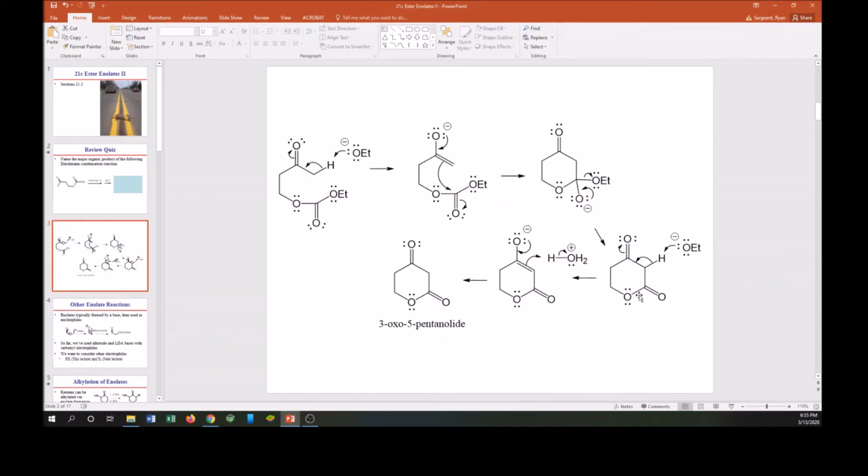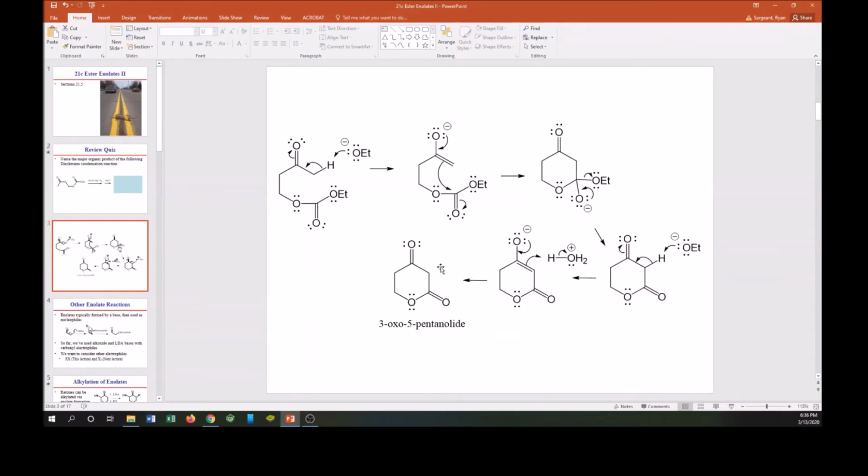But just like the Claisen condensations and the Dieckmann cyclization reactions, because the solution is basic, you're going to continue to pull those hydrogens off and get to an enolate. And the reaction will stay here until you physically add in an acid in the laboratory to end up with your final product.